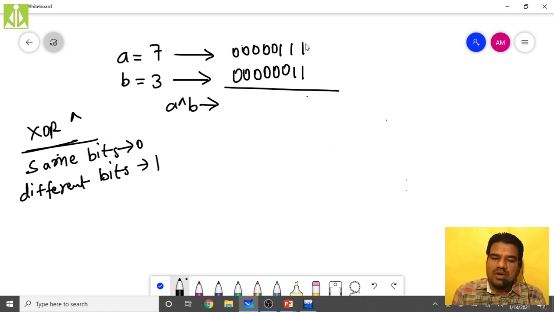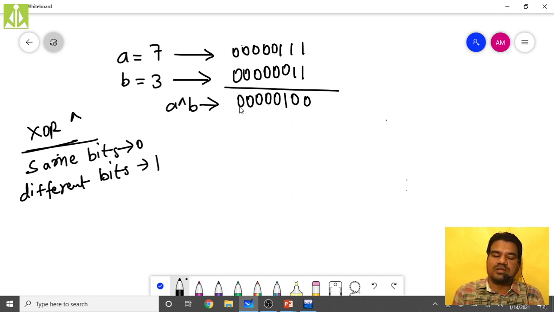Okay. So now 1 1, same bits, you will get 0. Again 1 1, same bits, 0. Then 1 0, different bits, 1. And in the rest of all the places we have zeros, in both the numbers we have zeros only. So same bits, you will get zeros only. 5 zeros you will get.